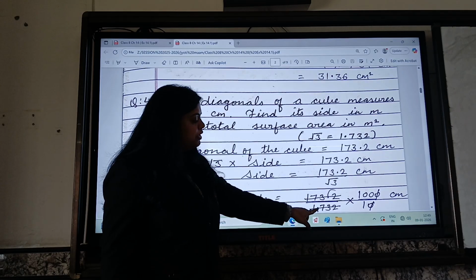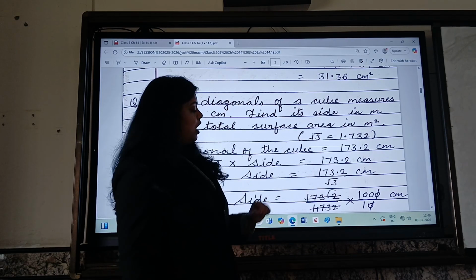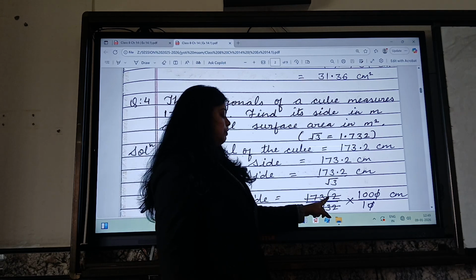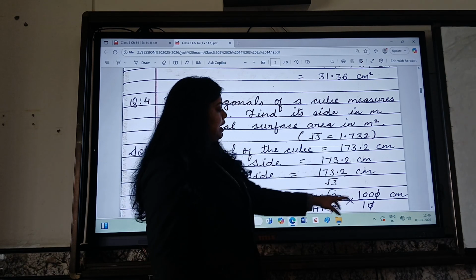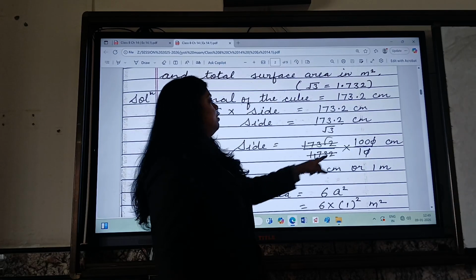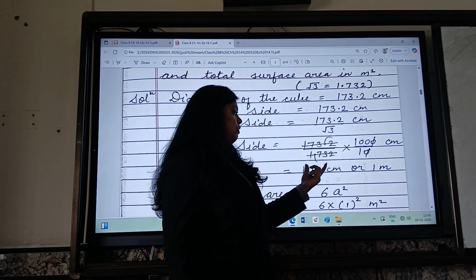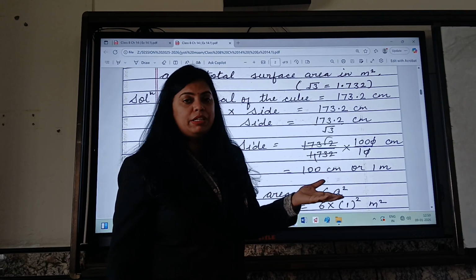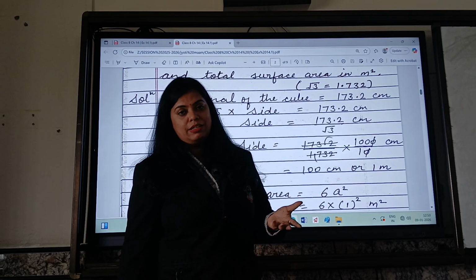Once I remove this decimal, I will have 30 in the numerator, and here 1 digit is after the decimal, so 10 will be there. I will cancel these zeros, and now the whole number cancels together one time, and we get 100 centimeter. And what is the meaning of 100 centimeter? Of course, it is 1 meter. The question was asking about the answer in meter.